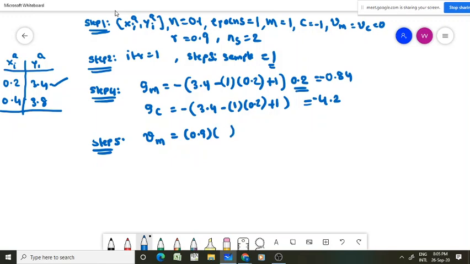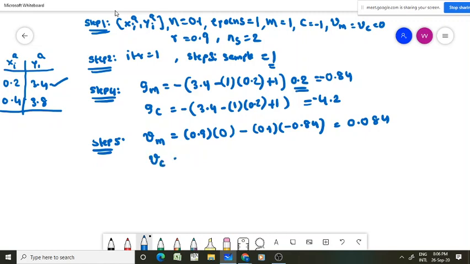Velocity for the model parameter m: Vm equal to 0. Perfect. Minus eta 0.1 into gradient, that is a minus 0.84. So minus into minus plus, 0.1 into 0.84, that is 0.084.